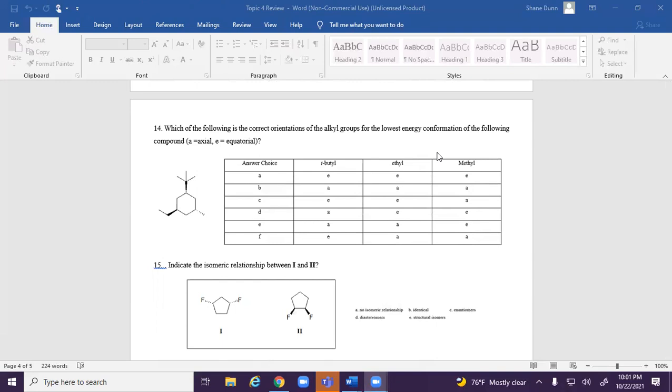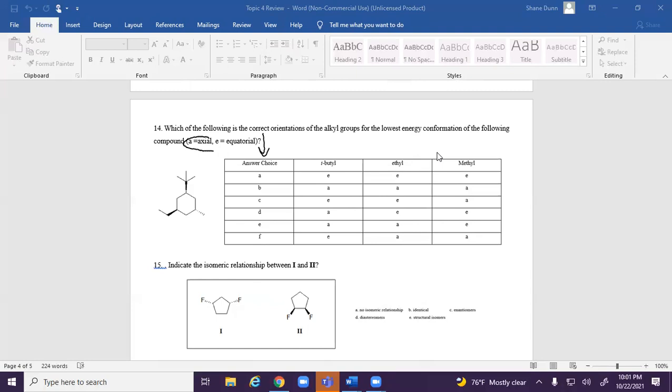So we have A, B, C, D, and E. So this one looks stupid. So let's explain what it's asking right here. So here's your answer choices, right? And it's just trying to say which one is equatorial, which one is not, right? So if I'm doing equatorial, what am I asking for?